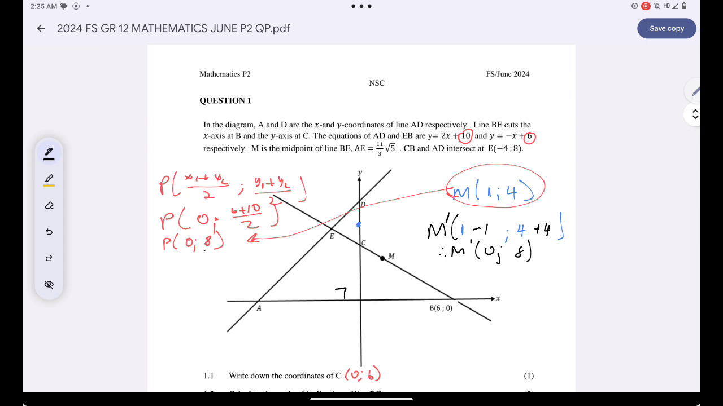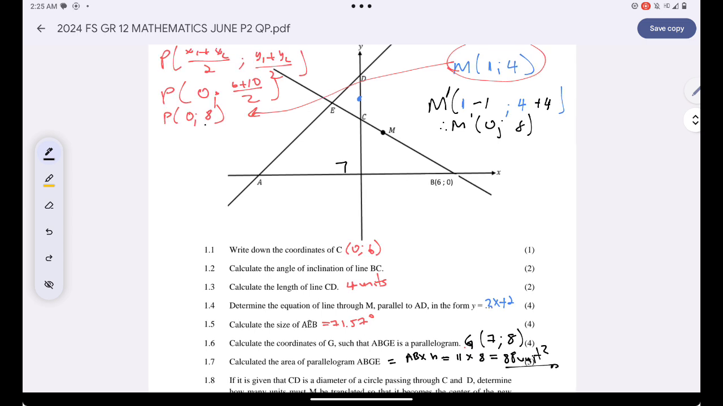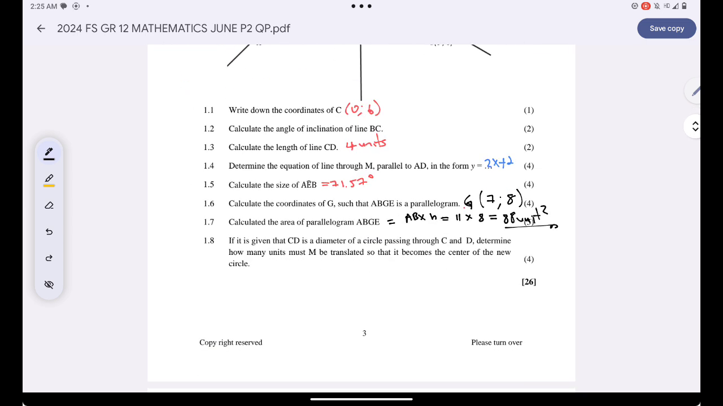So for the coordinates of M to be 0 and 8, it simply means M must be shifted 1 unit to the left and then 4 units up. M must be shifted 1 unit to the left and 4 units up.